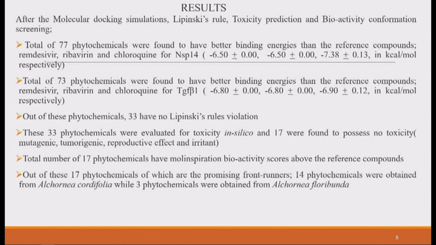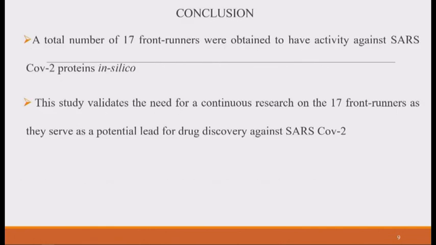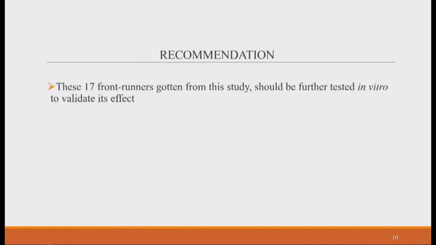Next slide. Okay, this is our conclusion. A total number of 17 frontrunners were obtained to have activity against SARS-CoV-2 in silico. This study validates the need for continuous research on the 17 frontrunners as they serve as a potential lead discovery against SARS-CoV-2. Next slide. Okay, our recommendation: we recommend that these 17 frontrunners gotten from this study should be tested in vitro to validate their effect. Then after that, we can also go in vivo. Thank you.